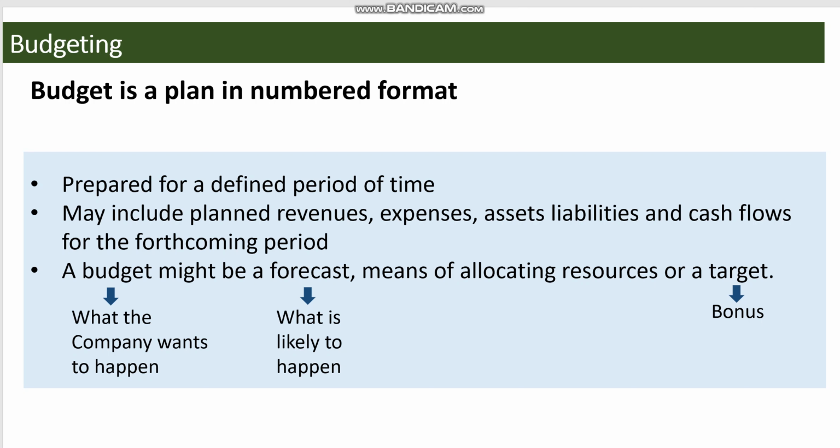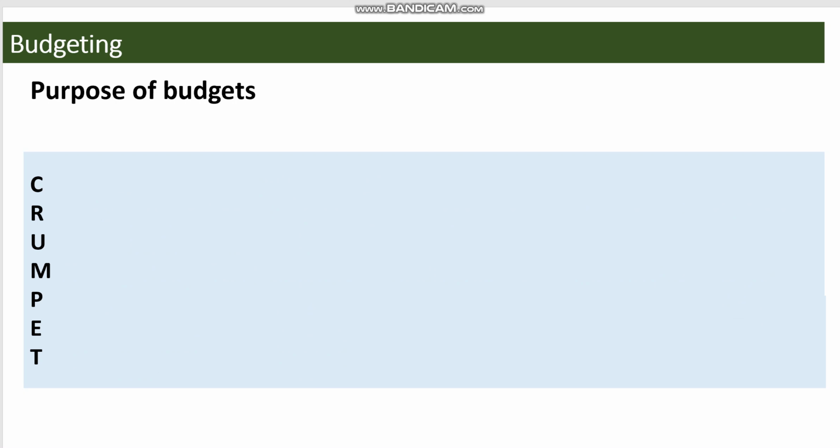Now we're going to look at the purposes of the budget. In order to remember the purposes of budget for your exams, you can actually remember this acronym CRUMPET. So each alphabet has its specific meaning linked with the budgeting process and the budgets. So C stands for coordination or the teamwork. So budget is not just one man exercise. Budgets have to be produced by various departments, such as in the bottom-up approach.